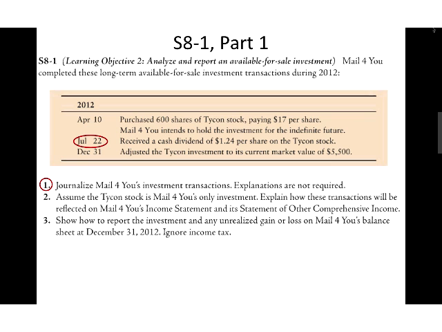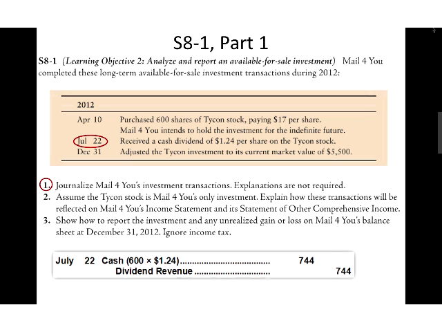So we're going to debit cash for $744. We're going to credit dividend revenue for the $744. And again, 600 shares at $1.24 a share, that's simply showing you how we got the number. It's not part of the journal entry.